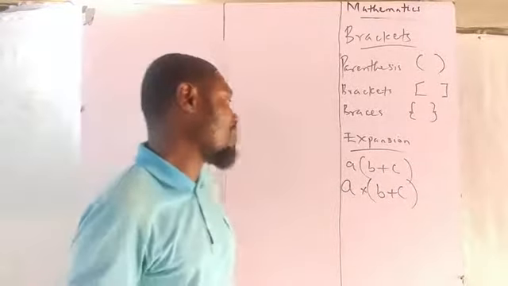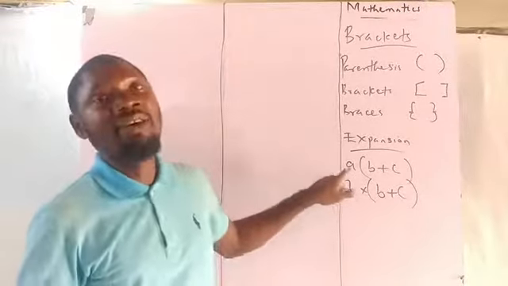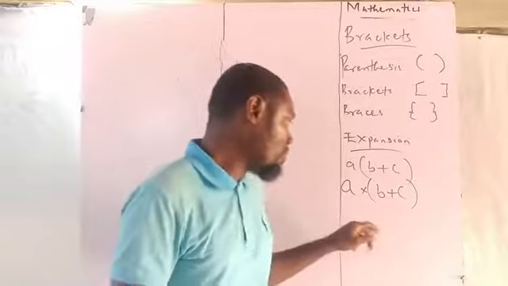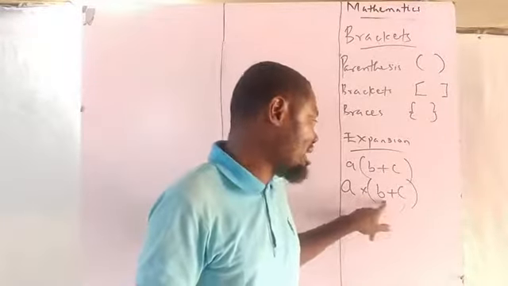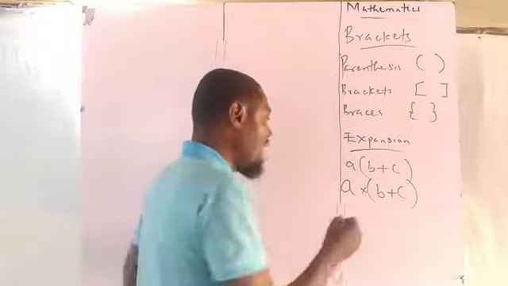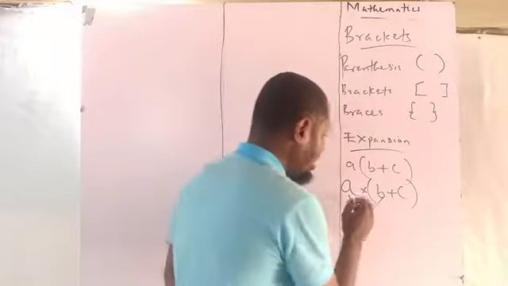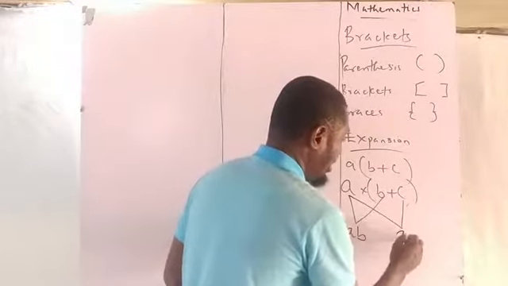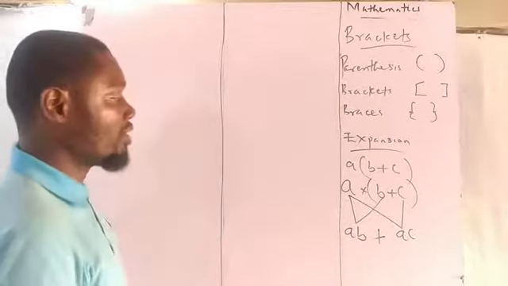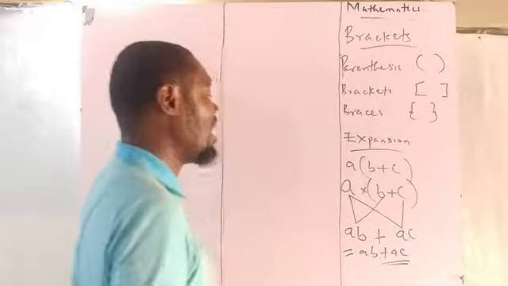In the course of trying to expand the bracket of this type, the letter or the number that is attached to the bracket by times will be used to multiply each of the numbers you have in the bracket. So here A will multiply B, and you have AB. A times C, you have AC, and the operation is plus. So our final answer will be AB plus AC.